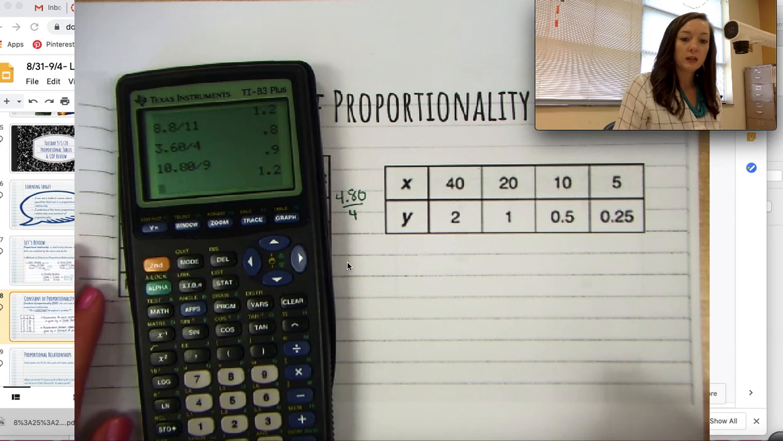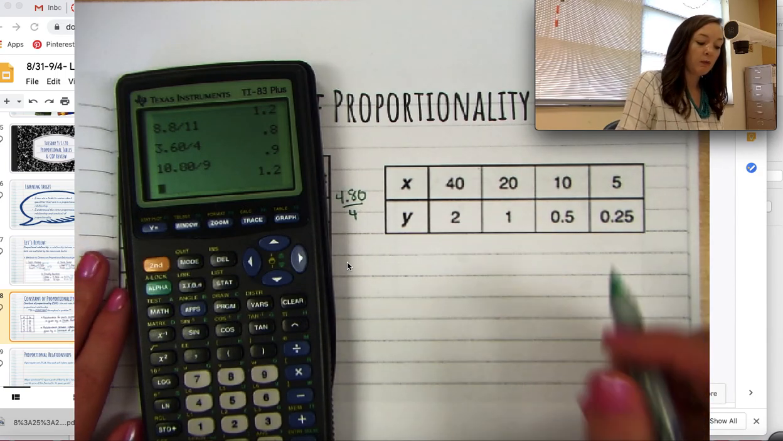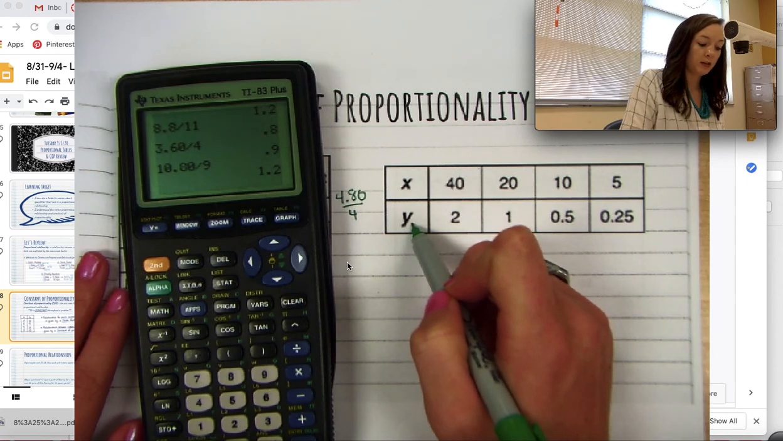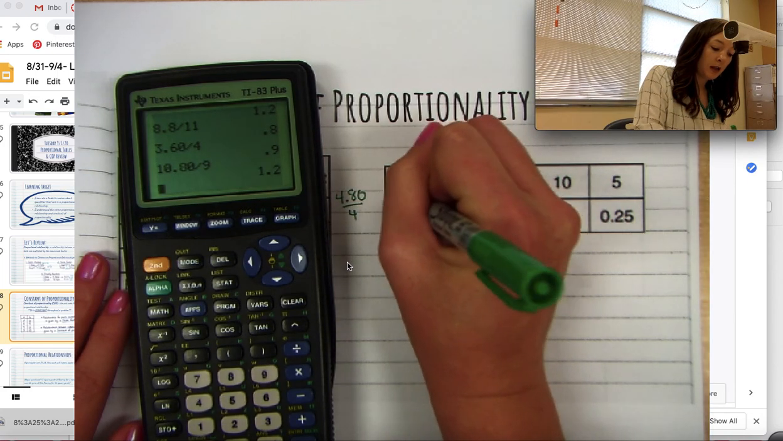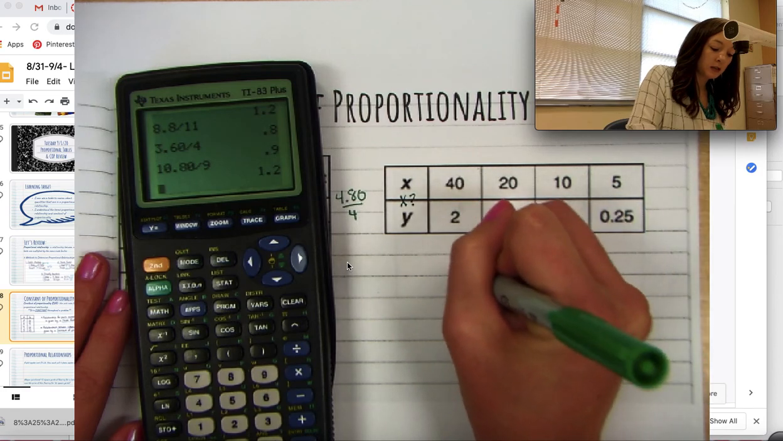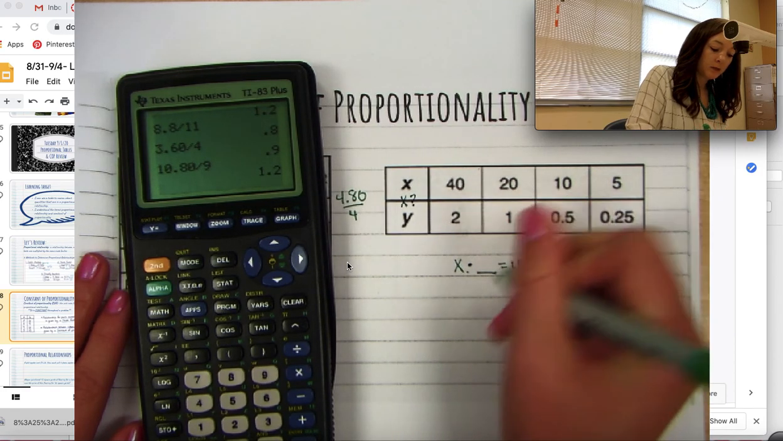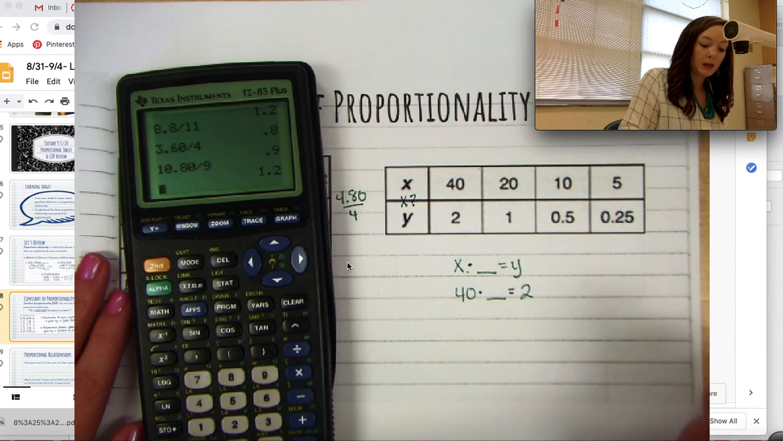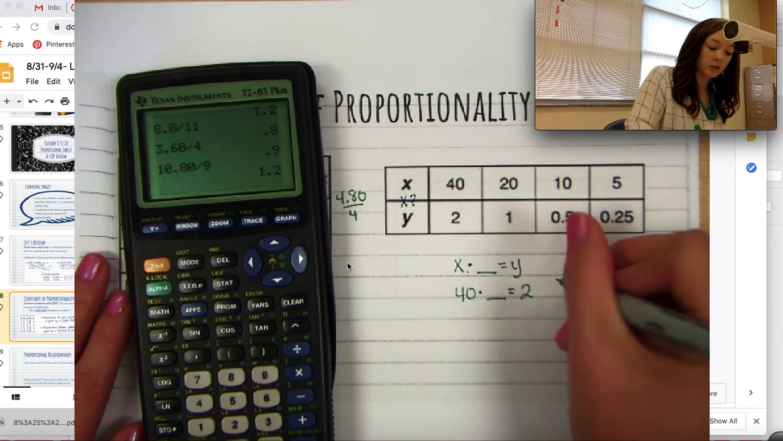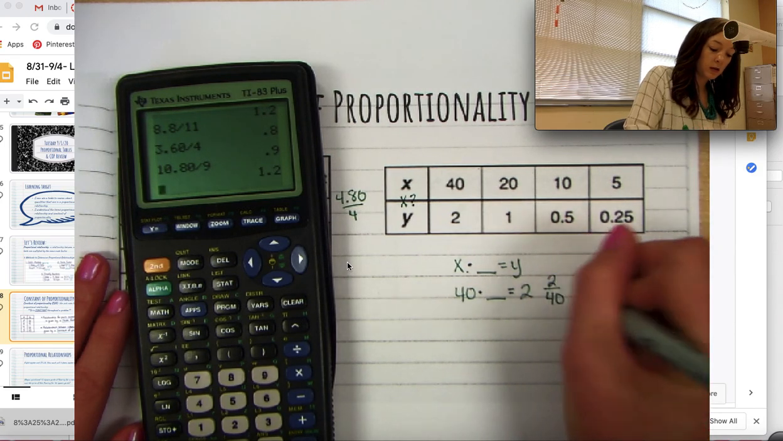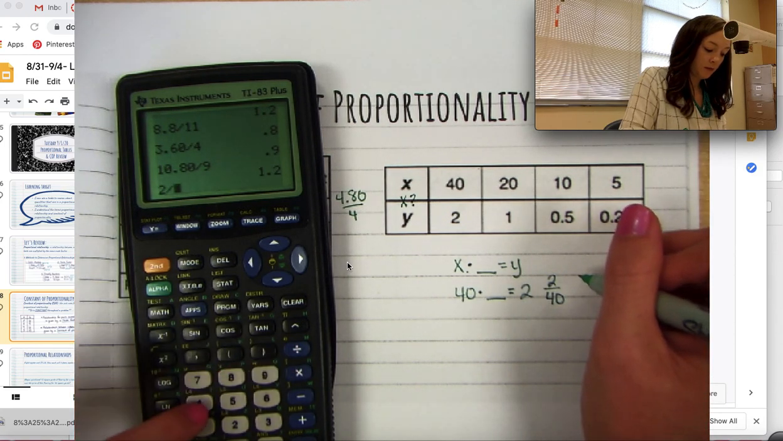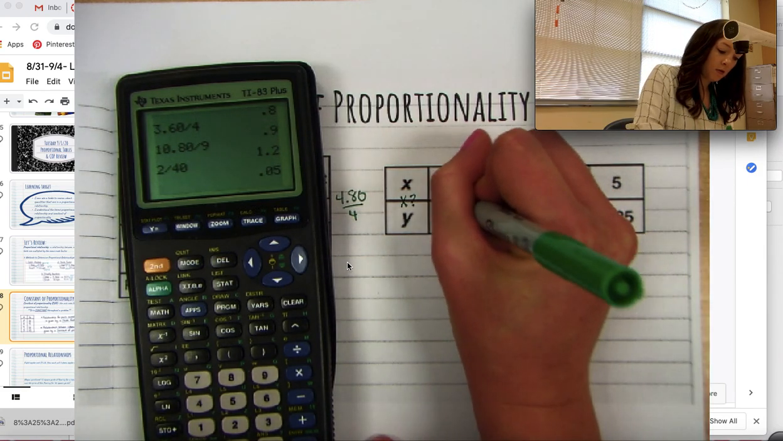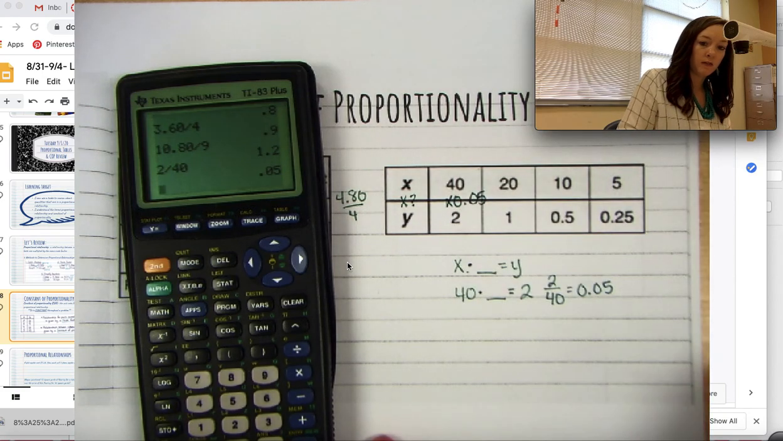Now let's move to the next row, or the next table, I'm sorry. And we want to know if it's proportional and what is the constant of proportionality. I'm always going to multiply by some number to go from x to y. So 40 times something gives me 2. I'm going to, again, use that inverse operation. 2 divided by 40 is 0.05. So I know I'm multiplying by 0.05.